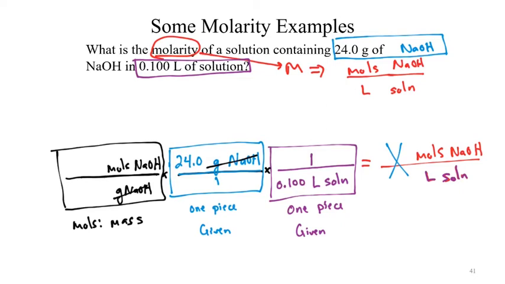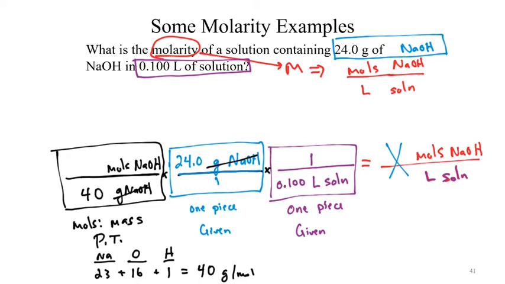It does exist. It's found on the periodic table. Sodium has a mass of 23, ballpark. Oxygen has a mass of 16. Hydrogen has a mass of 1. I could now add all of that up, and I would get 40 grams per mole. I could now insert the numbers into this. This is 40 grams, and that is 1 mole.